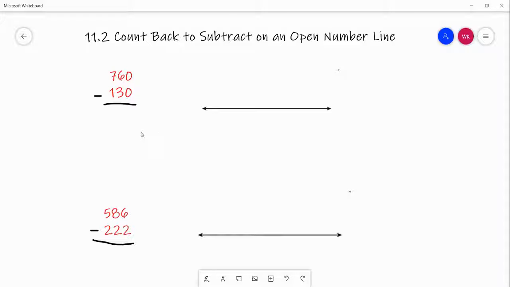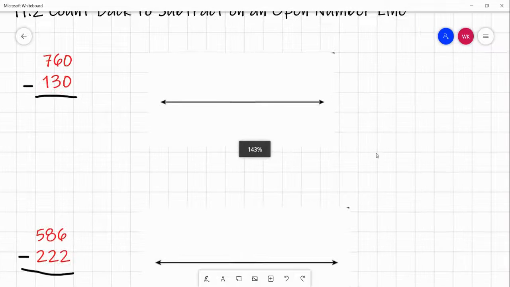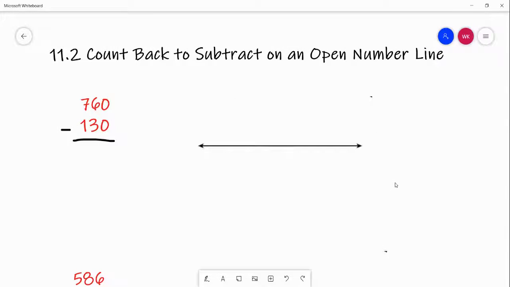So we are going to start with the bigger number, the larger number. Remember, you always start with that in a subtraction problem. You need to start with that larger number. So I'm going to put 760 all the way at the top of our number line because we are going to be counting backwards. So we're going to be jumping backwards to be able to subtract 130. So we're going to start at 760 on our number line.